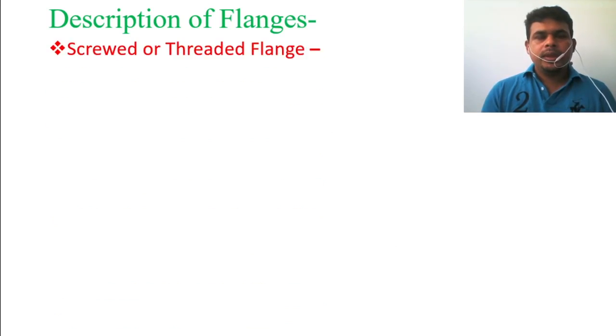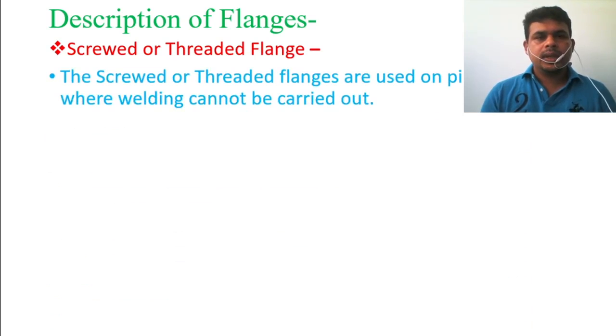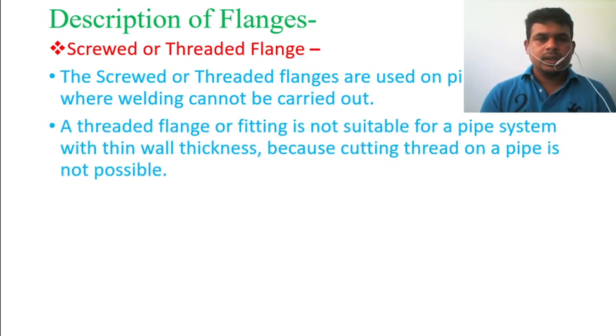So we will discuss now another type of flanges, screwed or threaded flanges. The screwed or threaded flanges are used on pipelines where welding cannot be carried out. So where welding cannot be carried out, that is the place we actually use the screwed type or threaded type flanges. A threaded flange or fitting is not suitable for a pipe system with thin wall thickness.